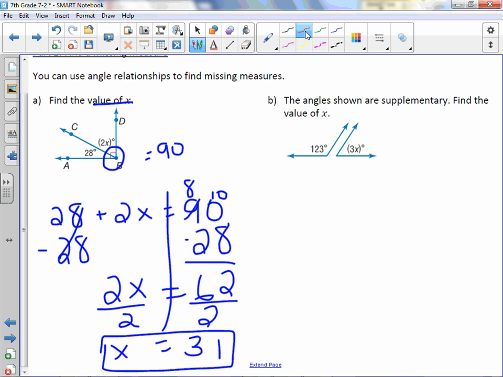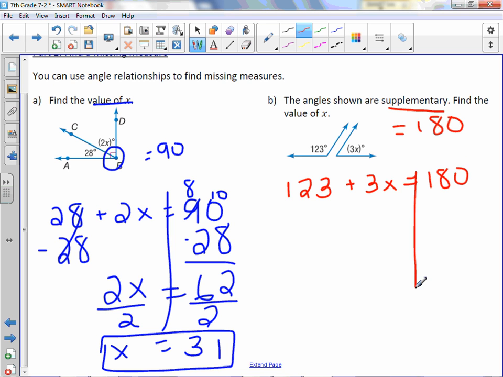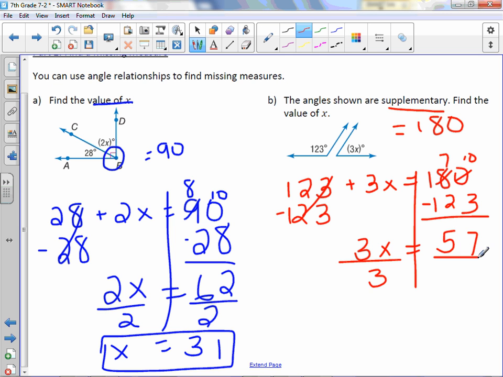Letter B. The angles shown are supplementary. Find the value of x. Supplementary means they equal 180 degrees. So 123 plus 3x equals 180 degrees. Now solve. Minus 123. 3x equals 57. Divide by 3.